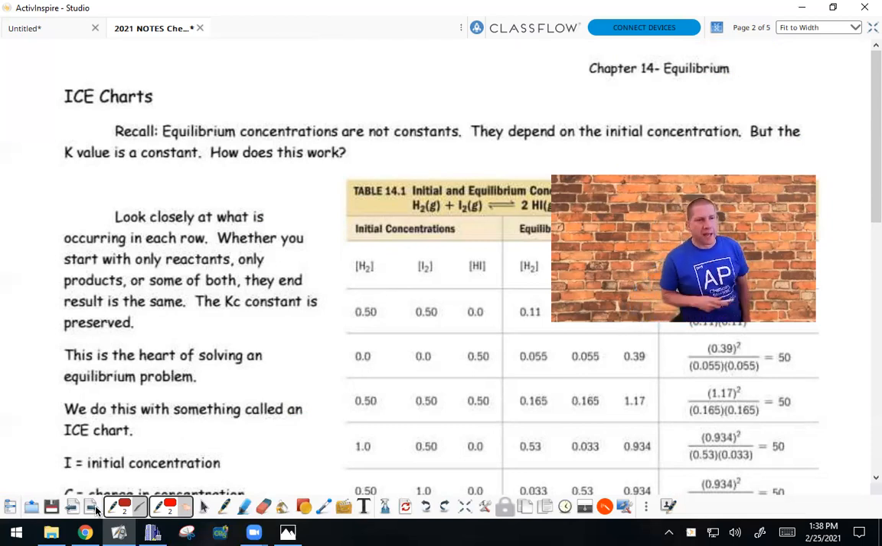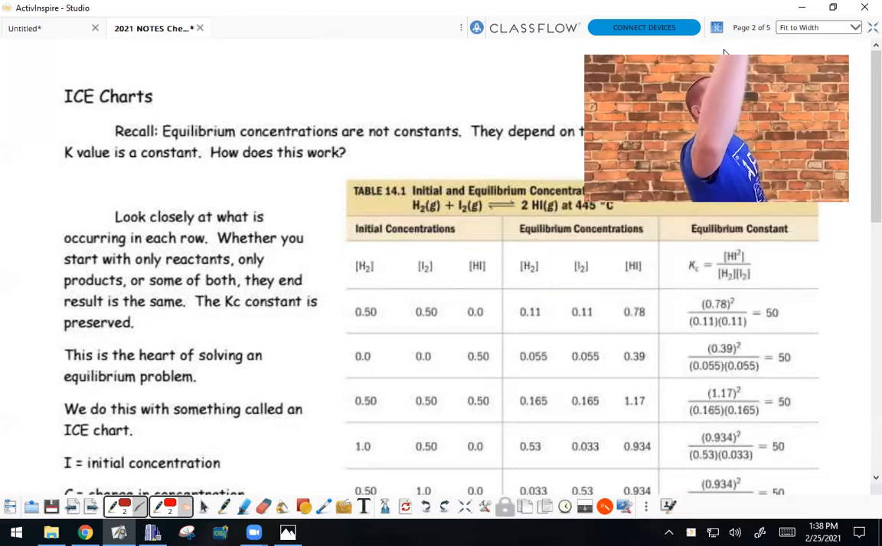I may have you do the reaction, that lab experiment after we do this. I might have you do it before. But the K value is a constant.